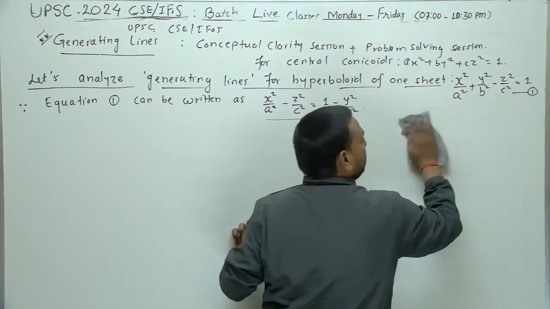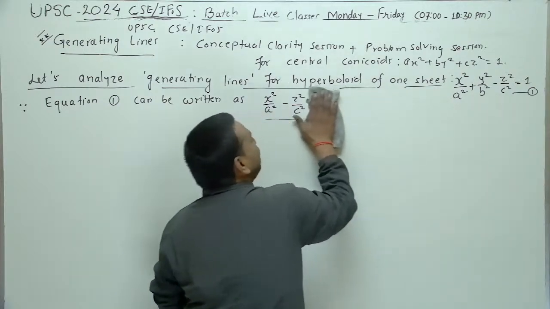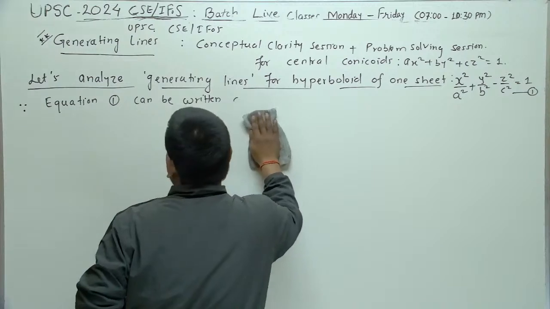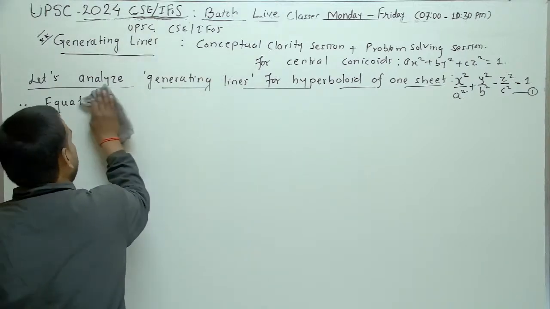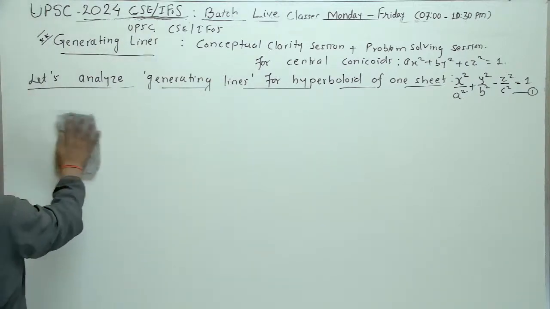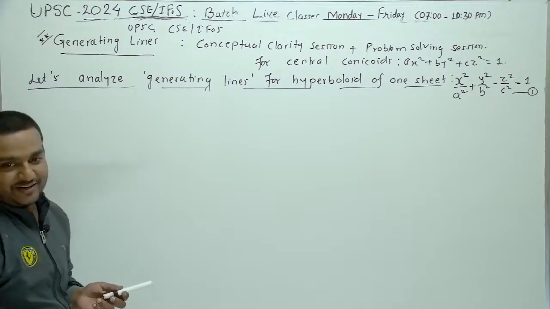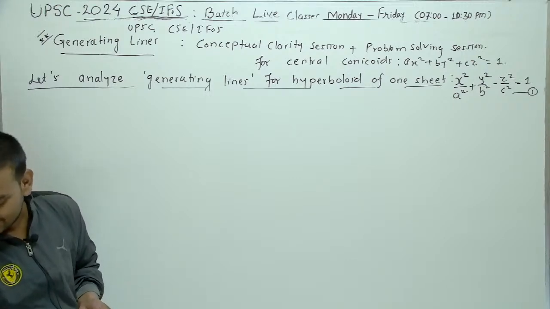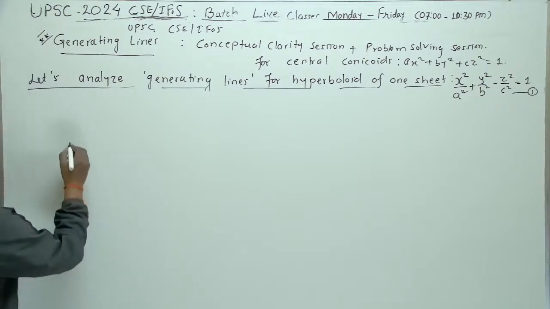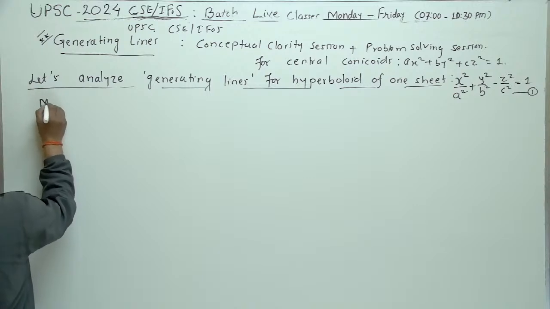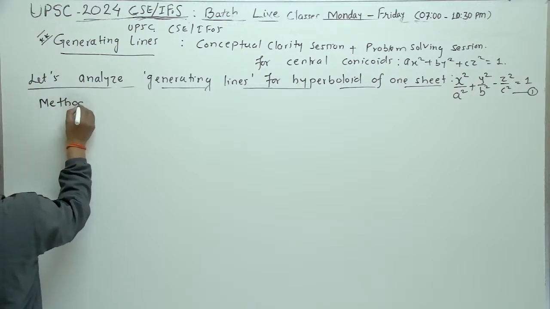One question you have prepared, okay? In your CSE and forest services. One question is done. Let's move to the second kind of question now. Write the heading please. Method 2.